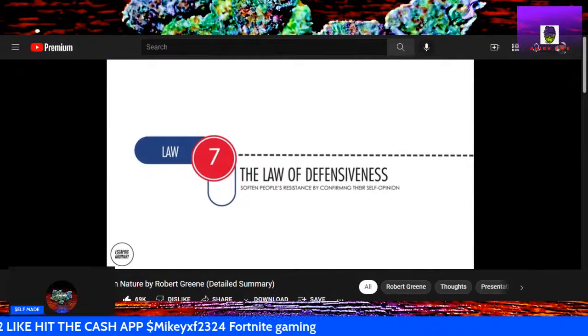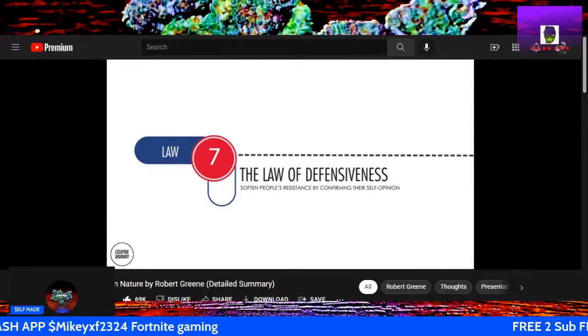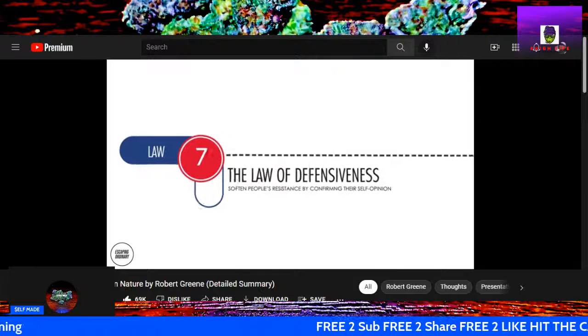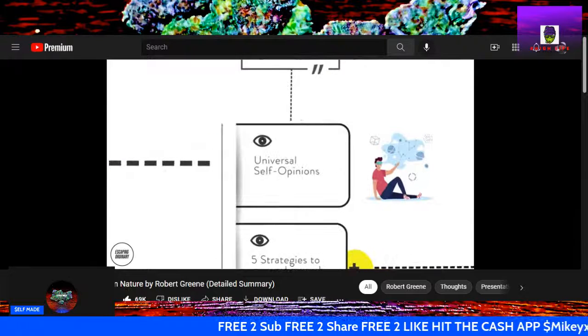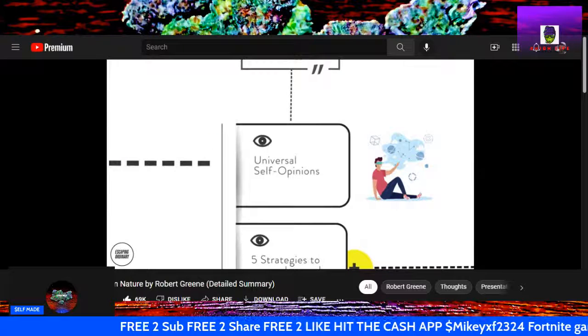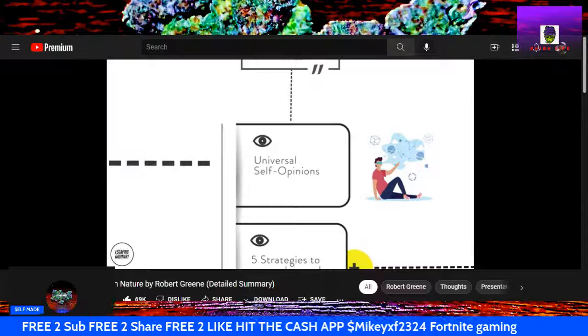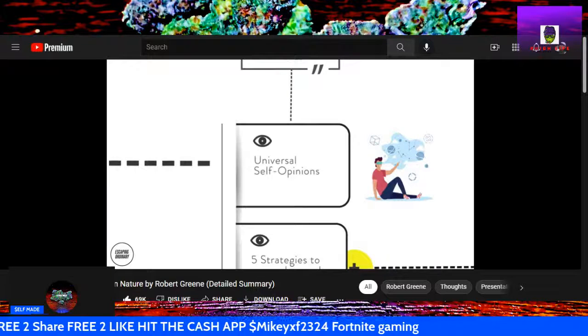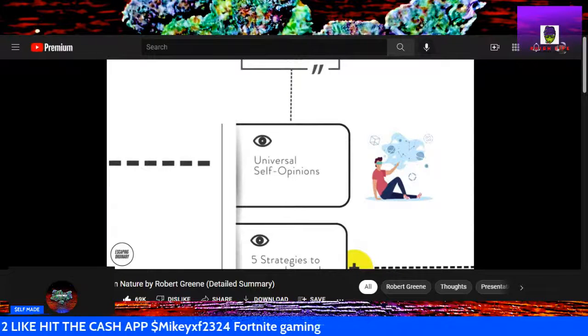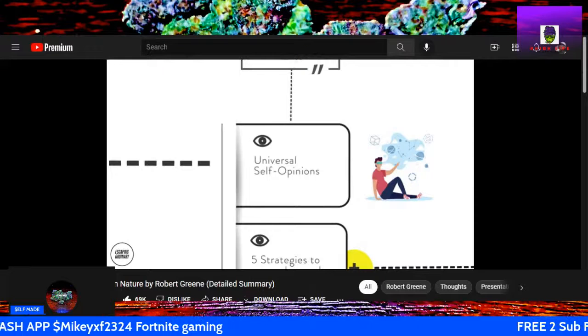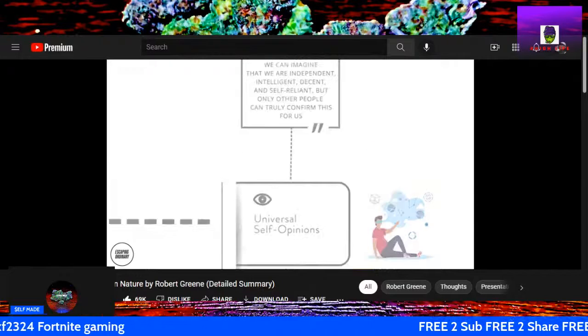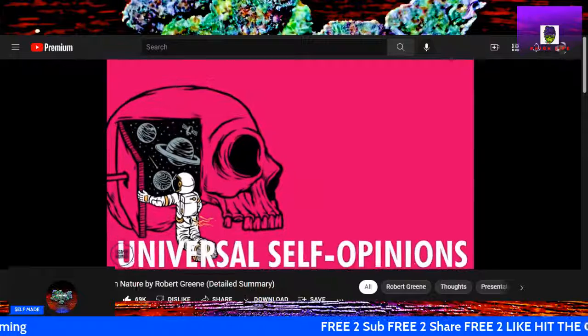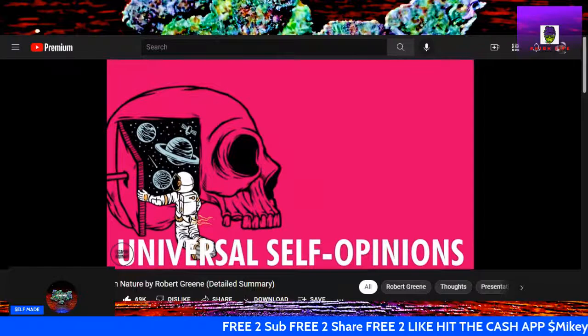Law 7, the law of defensiveness. Soften people's resistance by confirming their self-opinion. Everybody wants to believe that they are independent and in control of their own lives. People all have certain self-opinions and perceptions about who they are, and they are willing to fight to defend those opinions. There are 3 universal qualities to people's self-opinions.